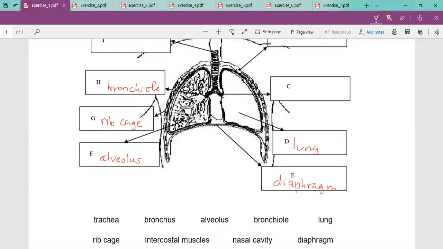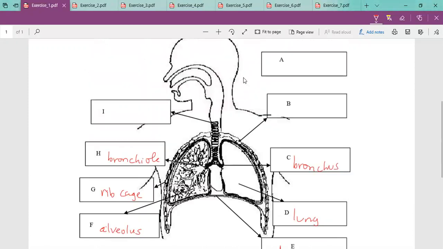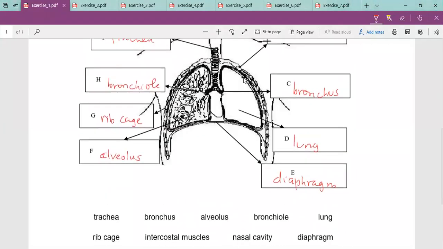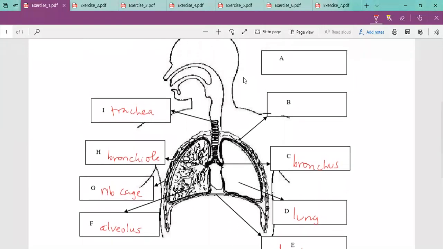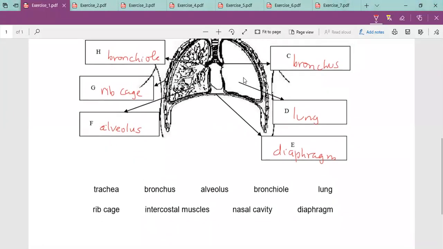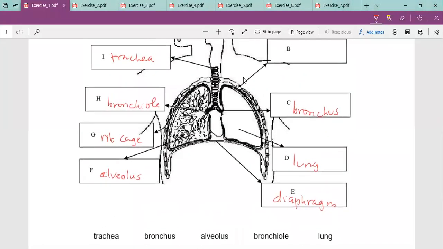This is the bronchus, and this is the trachea, and this is, I think, the nasal cavity here. The nasal cavity. So the remaining one is the intercostal muscle. This is the intercostal muscle.